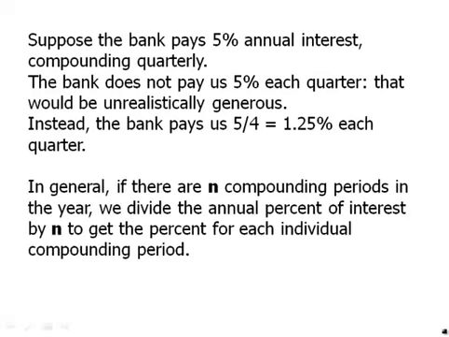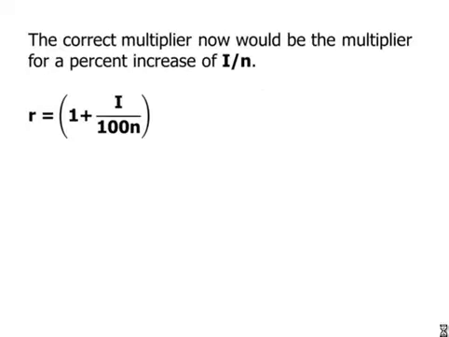In general, if there are n compounding periods in the year, we divide the annual percentage increase by n to get the percent for each individual compounding period. So we divide by 4 for quarterly compounding, we divide by 12 for monthly compounding. The correct multiplier now would be the multiplier for a percent increase of I divided by n. So writing this out algebraically, 1 plus I over 100n, that's our multiplier.